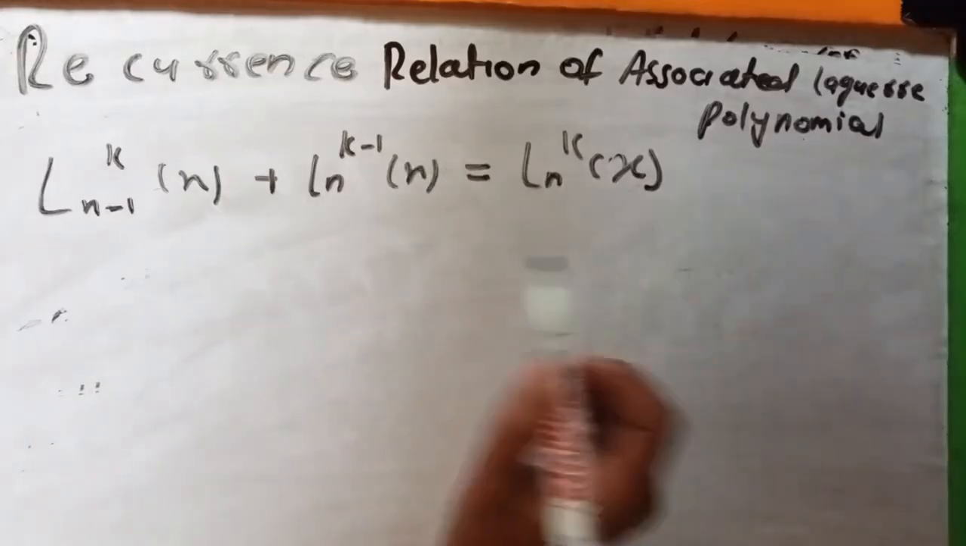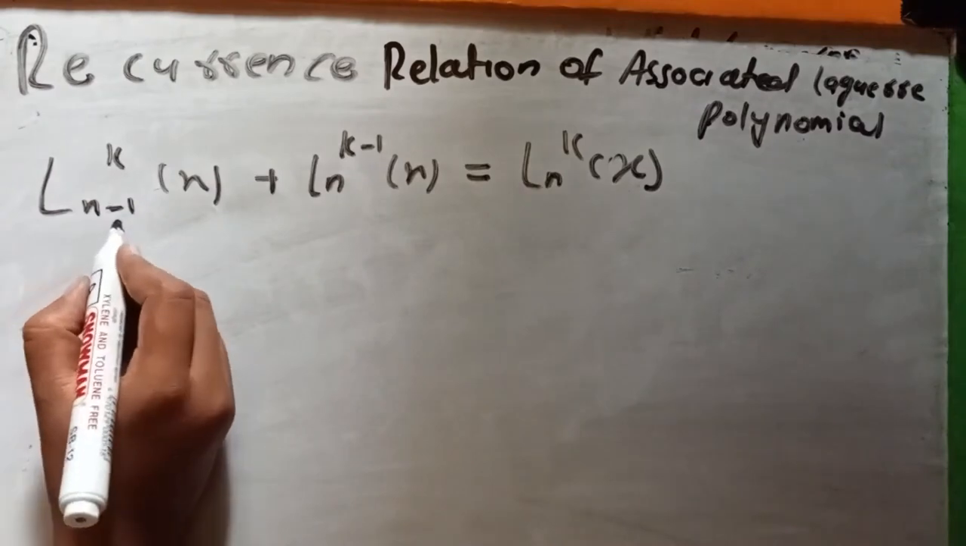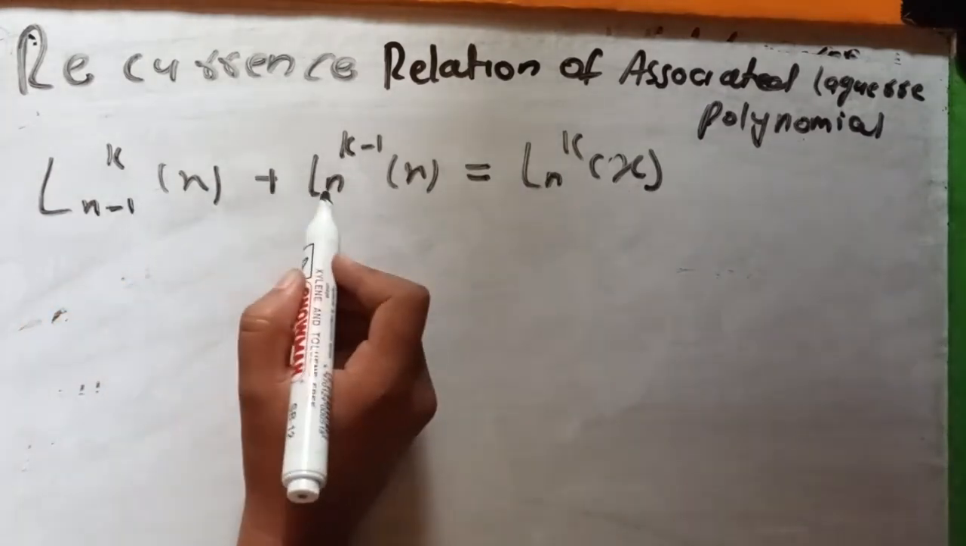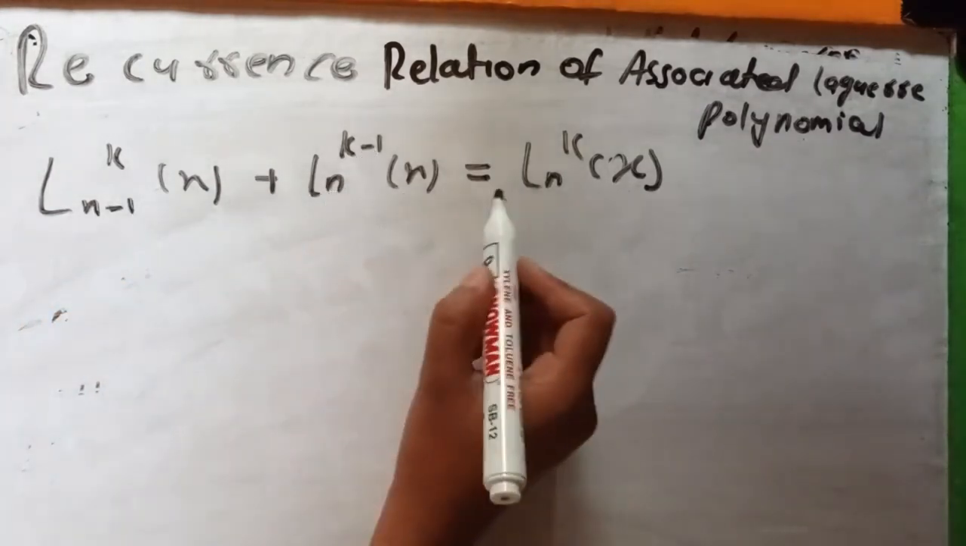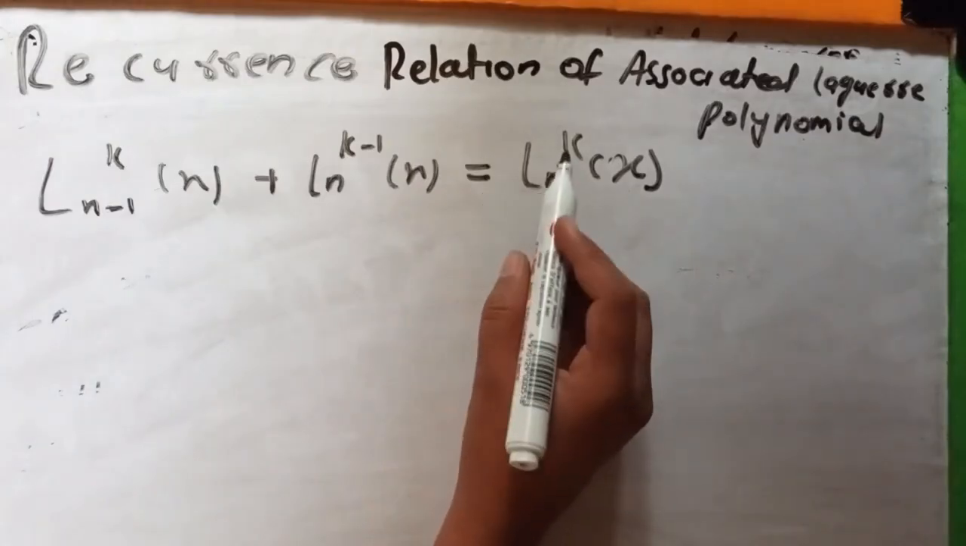Recurrence relation of associated Laguerre polynomial: L_n^(k-1)(x) + L_(n-1)^k(x) is equal to L_n^k(x).